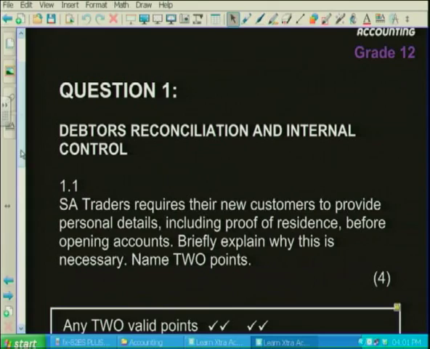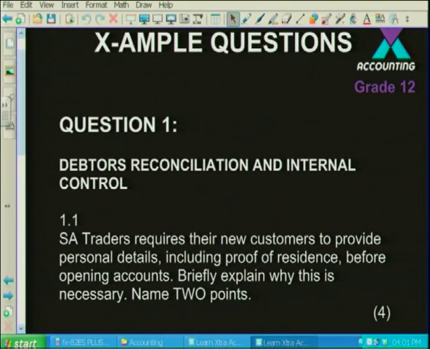Let's answer the first question. SA Traders requires their new customers, so this applies to their new customers, to provide personal details, including proof of residence, before opening accounts. Briefly explain why this is necessary, and the question wants you to name 2 points. Right, guys, think about this logically. As a new customer, before you are allowed to buy on credit, you obviously need to fill in a credit application form. And one of the details that you would be required to submit is proof of residence. This is where most people would probably submit their water and electricity account or their rates and taxes account, simply to give proof of residence to the business that they intend on buying on credit from.